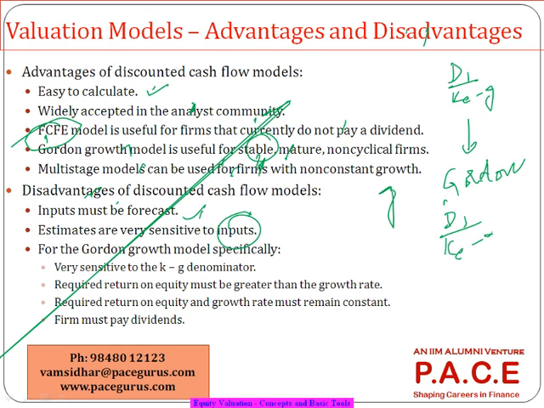On what basis do I decide the ke? On what basis do I decide the g? g anyhow we said is the sustainable growth rate, right? On what basis is this g decided? So for all these limitations, though the dividend based or free cash flow based DCF models are very good to use, they have limitations from these standpoints, which will limit the usage of these kinds of models from a valuation standpoint.